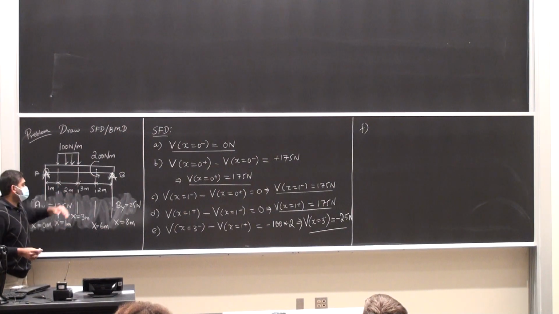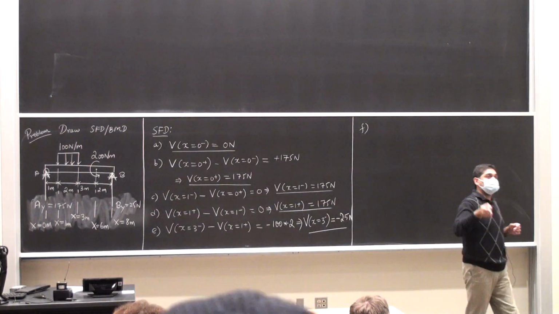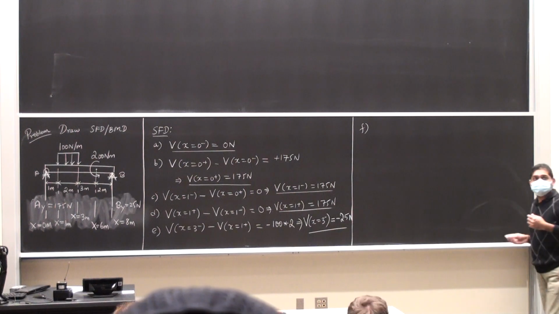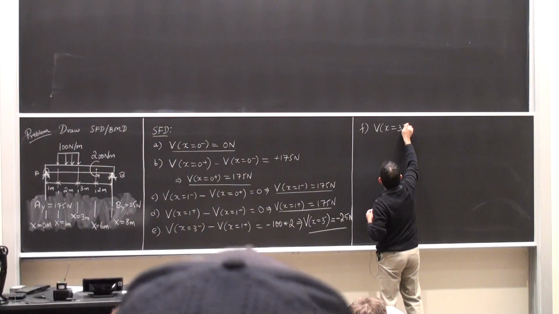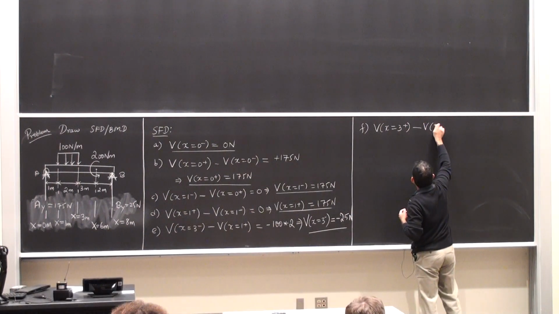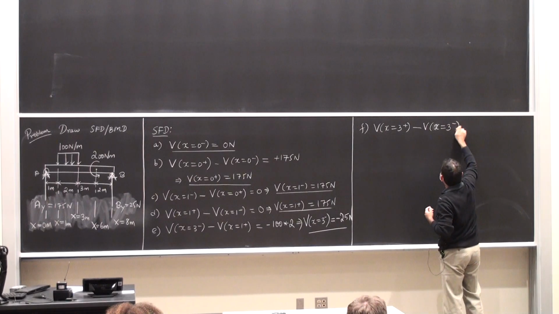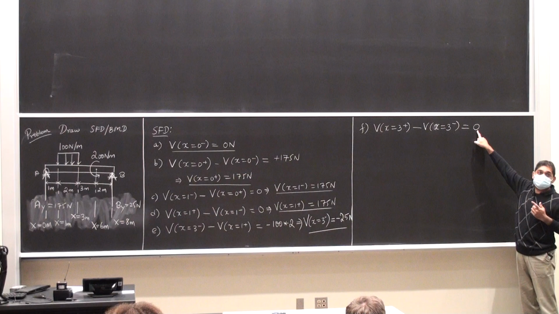Then I go from 3 minus to 3 plus. Same idea as between 1 minus and 1 plus. There is no area for the distributed load. The distributed load has stopped anyways, so there is no change in the shear. V at x equal to 3 plus is 0. I hope this idea is clear to everybody.